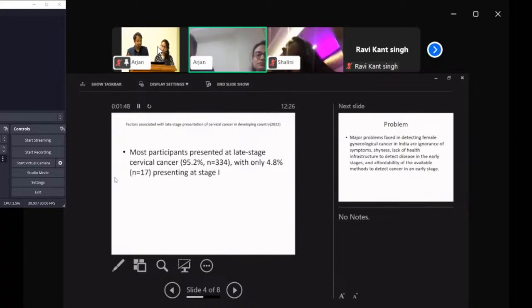Most of the participants, as per this study, approximately 95% of patients present at a late stage, and only 4.8% of patients present in the early stage, that is a surgically treatable stage. So we will now present the problem statement. The major problems faced in detecting female gynecological cancer in India are ignorance of symptoms, shyness, lack of health infrastructure to detect the disease in early stages, and affordability.